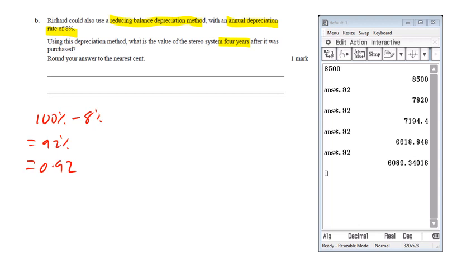So you just take your calculator, put in 8,500, hit execute, and then times 0.92, and that will tell you it's 7,820. Then you hit execute again, and it'll do the same thing for year 2, then year 3, and then execute again for year 4, and there's your answer. It doesn't take very long at all, does it? You've got to round it off to 2 decimal places, so that's obviously $6089.34. Not forgetting, they did say to round to the nearest cent, which is 2 decimal places. Fairly straightforward.